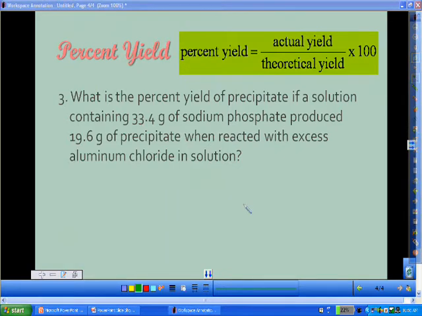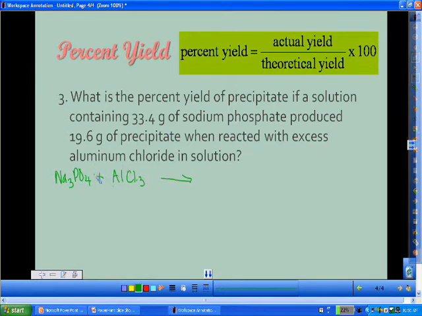Once again, we have to write our balanced equation, and so we have sodium phosphate reacting with excess aluminum chloride. And this is going to produce a precipitate, but that's all it tells us.